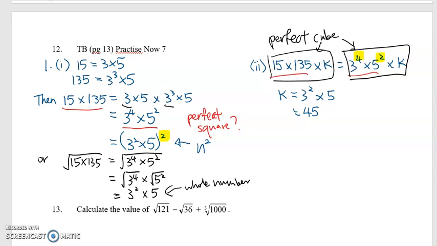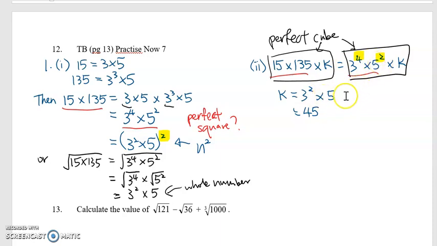So I have to make sure that k contains some 3's and some 5's so that it will help make 3 to the power of 4 become 3 to the power of 6. I cannot go down to 3 to the power of 3 because I have to multiply it. I can only make the power bigger. And 5 to the power of 2 will have to go up to 5 cube, so that I can make it into a perfect cube. So I need a 3 squared in k, I need 2 more, and for the 5, I only need 1.